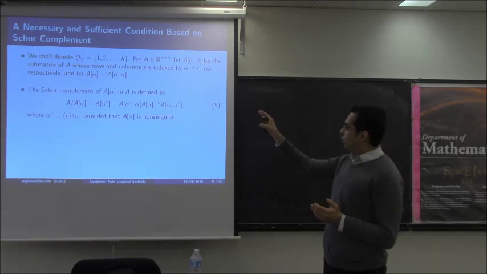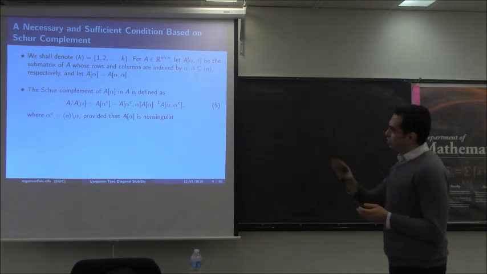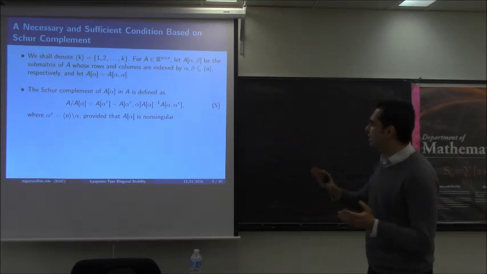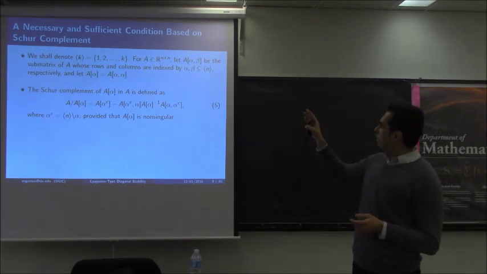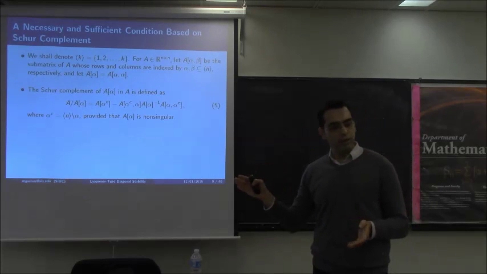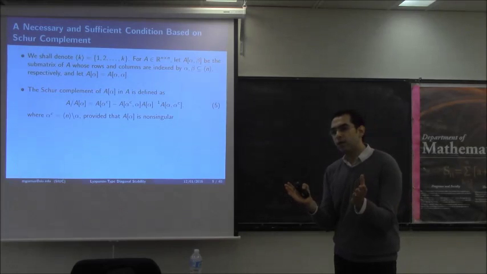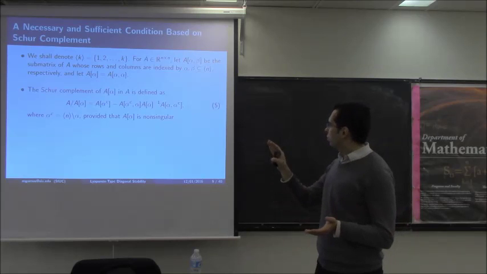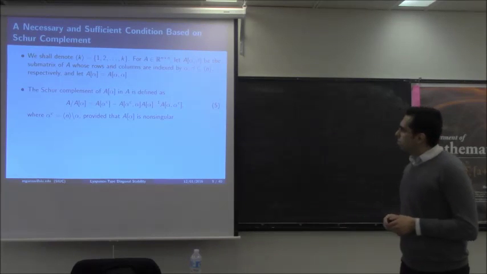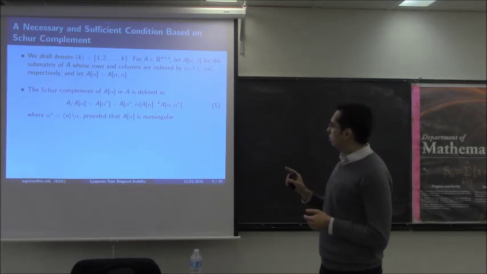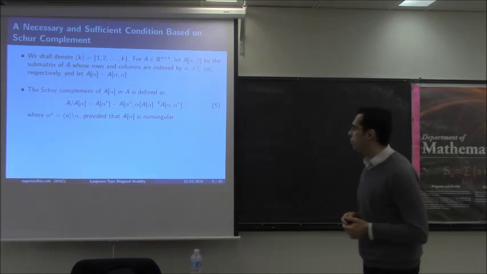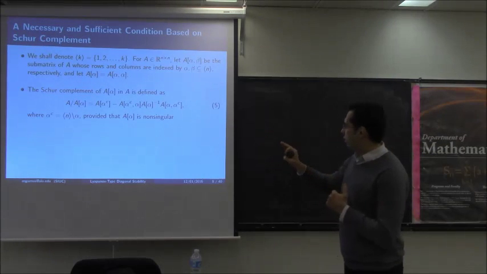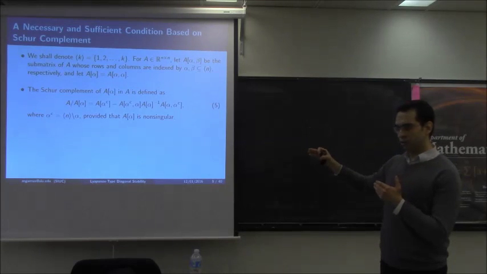First, I introduce some notations here. We shall denote the integer set 1 through k with this notation, and I just call this set k. And A[alpha, beta] is a submatrix of A, whose rows and columns are indexed by alpha and beta. And if alpha and beta are equal to each other, we just call this A[alpha]. So the main ingredient we use in our results is the Schur complement, which is defined in equation 5. The Schur complement of A[alpha] in A is defined here, and A[alpha] should be a non-singular matrix.